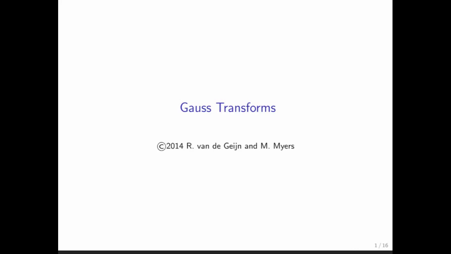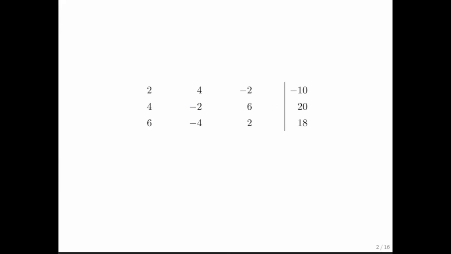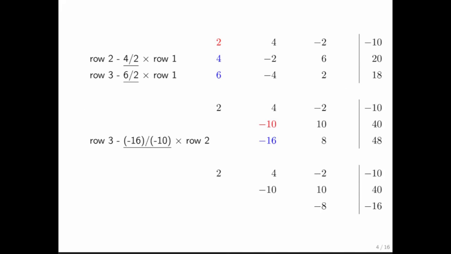Next on our journey towards an algorithm, we introduce a special kind of matrix called a Gauss transform. Here's our appended system again. And we're still going to reduce our appended system to an upper triangular form, but now we're going to use Gauss transforms. Recall that before we computed these multipliers, and I've gone ahead and filled these in this time.